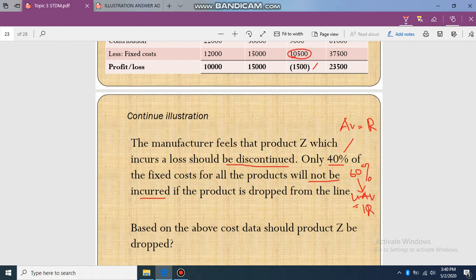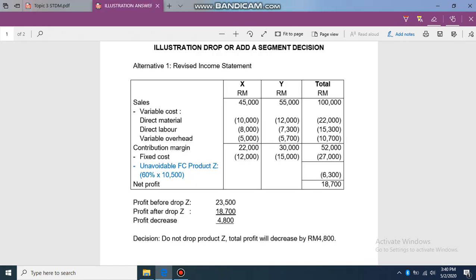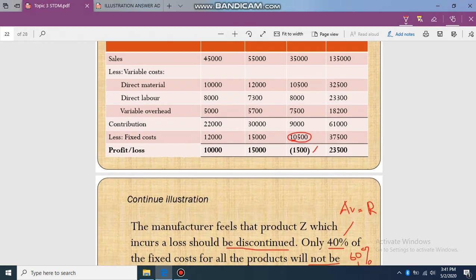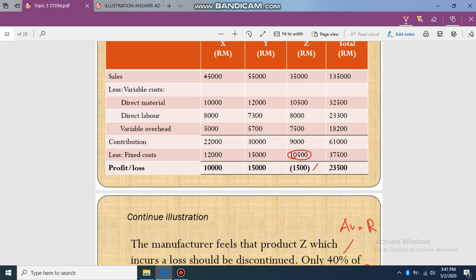Based on the above cost data, should Z be dropped or not? Now we refer to the answer. There are two alternatives. Now we refer to the first alternative, where we prepare the revised income statement. So if you drop Z, the products that you have are only X and Y. How much are the sales of Z? 35,000. So you do not get the revenue of 35,000.